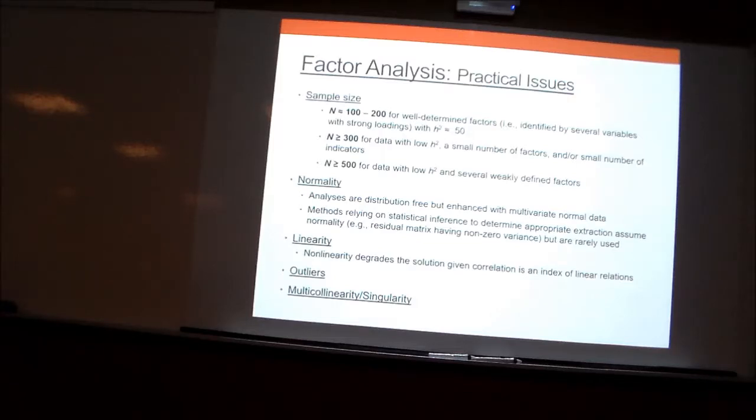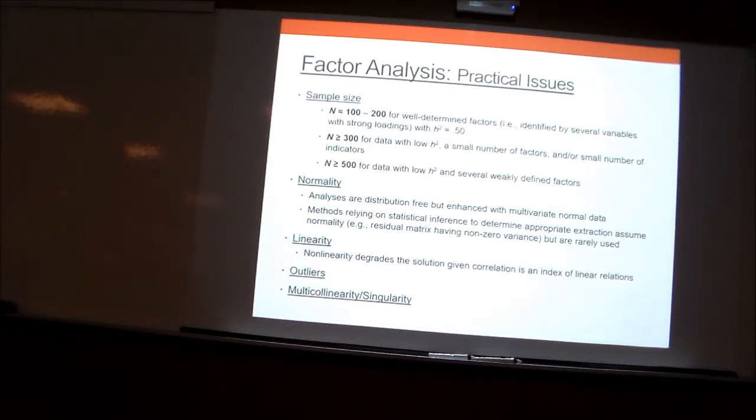So if you've got well-determined factors, I've got this factor out here, this factor out here, and the items do a very good job of mapping onto those factors. They don't cross-load, and we've got strong communalities. You can get away with 100 to 200 people. If you've got low communalities, not too many factors, and a small number of indicators, say 4 items loading on each factor, and all the communalities are low, you're probably going to need over 300.